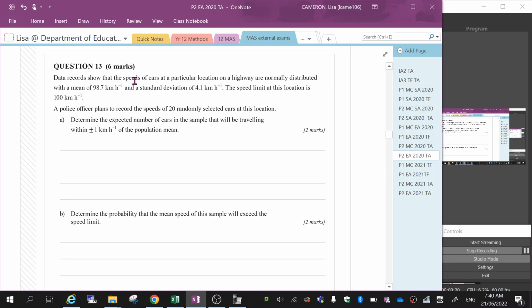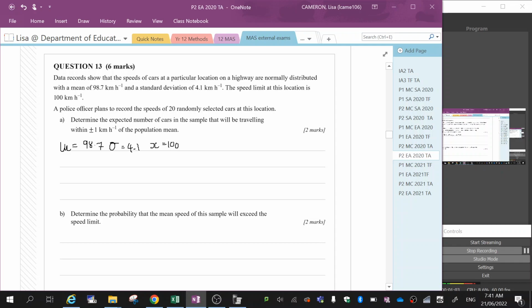Data records show that the speeds of the cars at a particular location on a highway are normally distributed. Remember, we have to say that if they don't tell you how many people are in the sample, or the number of people in the sample is less than 30. Okay, with a mean of, so that means our population mean, I'm just going to start noting some stuff down, is going to be 98.7, and a standard deviation of 4.1. The speed limit at this location is 100 kilometers per hour. So that means the speed we're going to be testing is 100.